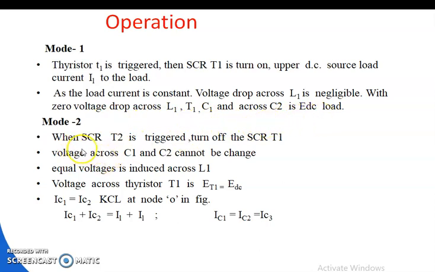Mode 2. When SCR T2 is triggered, it turns off SCR T1. The voltage across C1, C2 cannot change instantly. Equal voltage is induced across L1. The voltage across thyristor T1, ET1, is equal to EDC. IC1 is equal to IC2. According to Kirchhoff's current law, add a node O in the figure: IC1 plus IC2 is equal to I1 plus I2, where IC1 is equal to IC2.